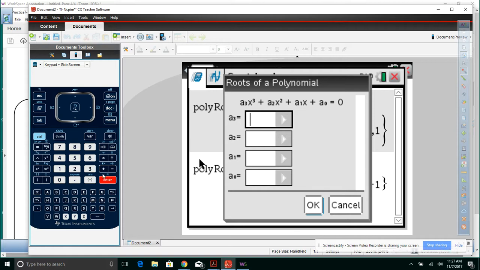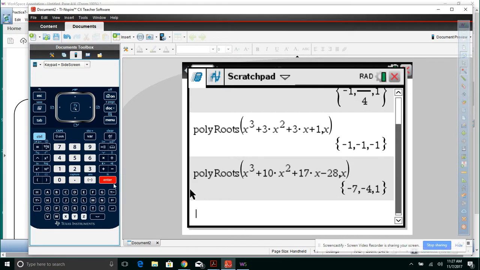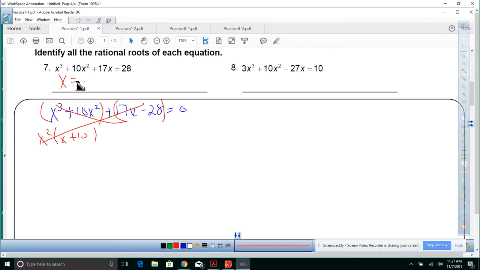We're looking for the rational root, so we've got 1x cubed plus 10x squared plus 17x minus 28, negative 28. And let's press enter. And that looks good. Press enter again. So what have we got? We got x equals negative 7, x equals negative 4, and x equals 1. Good job.